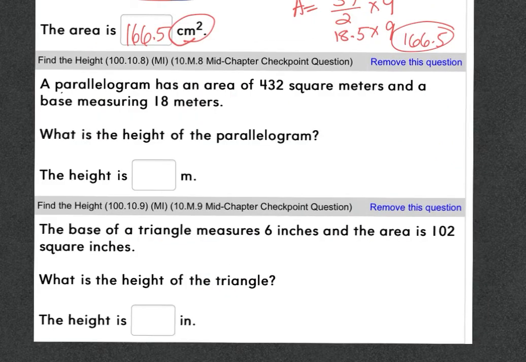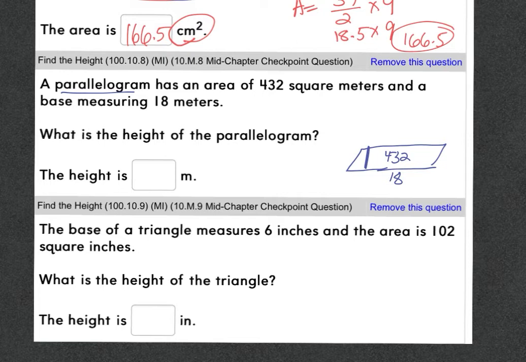Okay, so this next one says a parallelogram has an area of 432. So we know our area. That's our area. And a base measuring 18 meters. So we've got our parallelogram. We know the whole area is 432. We know our base is 18, but we do not know our height, okay? So basically, let's make our equation for this. Let me erase this really quick.